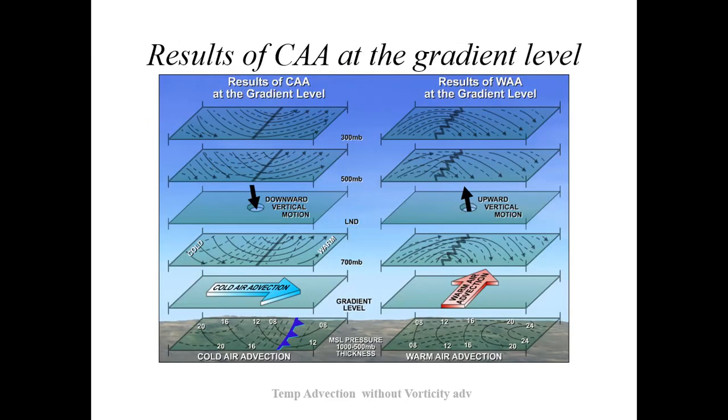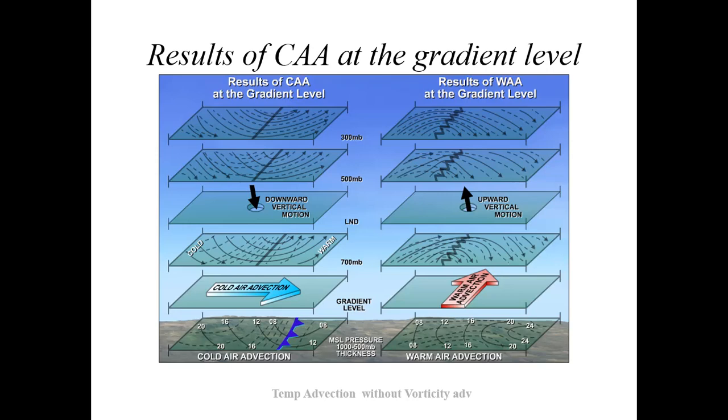So the portion on the left here is showing cold air advection in the lower troposphere at the surface. We're looking at 1,000 to 500 millibar thickness analysis here. So the left-hand portion is what we're focused on right now. We're looking at cold air advection at the gradient level. The gradient level is generally above 3,000 feet, where there's no more friction involved. The winds are able to blow freely. They're not slowed down in any way.